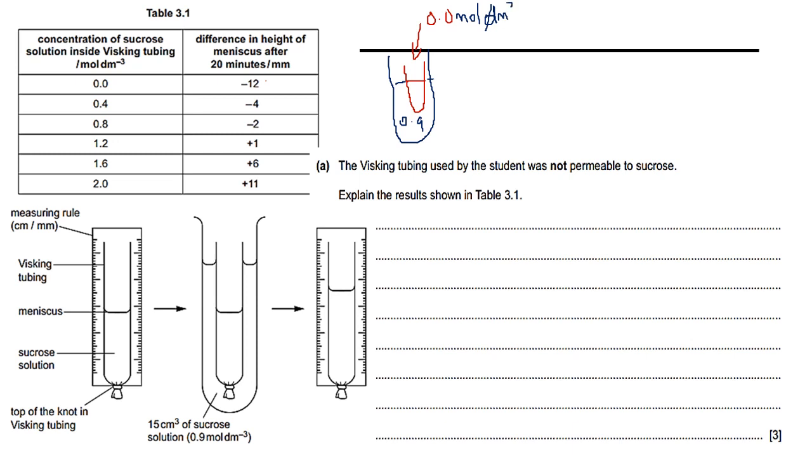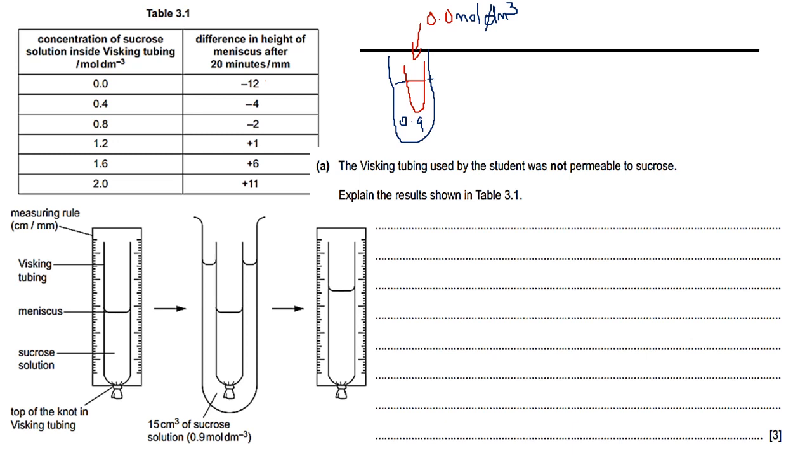Now, considering that you're investigating osmosis, the first thing I will ask is, what is the definition of osmosis? Osmosis is the movement of water from a region of high water concentration to a region of low water concentration through a semi-permeable membrane. The semi-permeable membrane in this case is the Visking tubing.